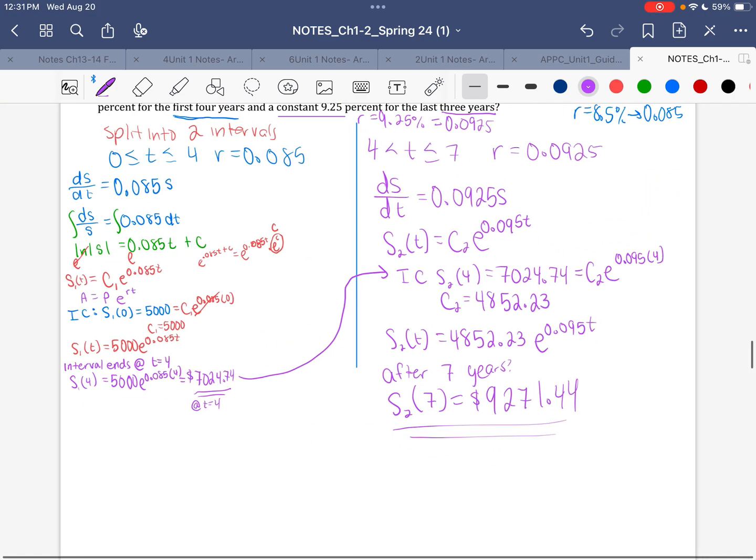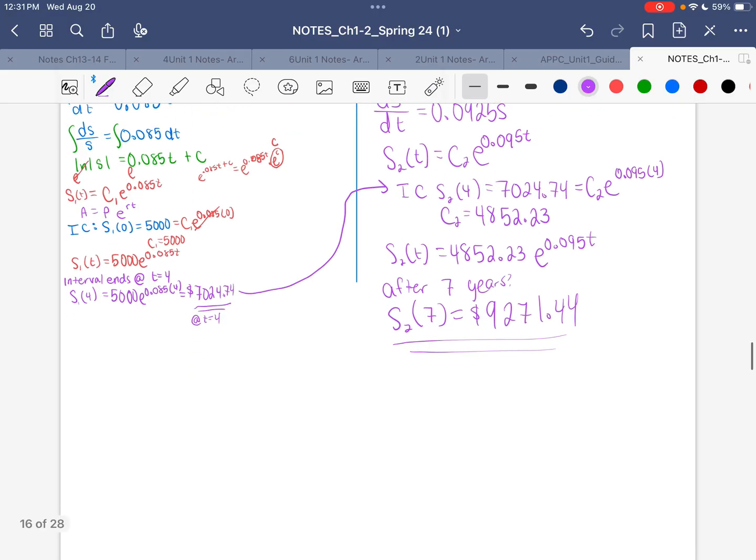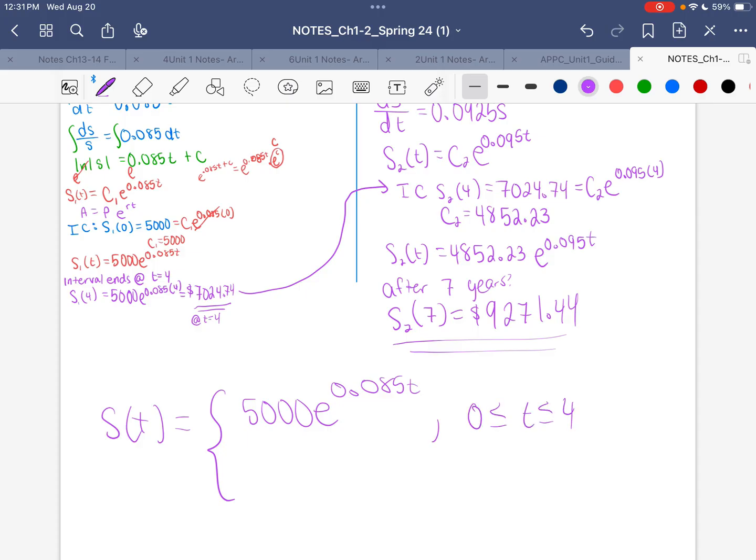If you want to be able to use this, not just for 7 years, but say this interest rate was applied beyond just 7 years, you would be allowed to set up a piecewise function. It would be appropriate to set up a piecewise function going from 5,000 e to the 0.085 t, t is between 0 and 4, and then 4,852.23 e to the 0.095 t, 4 to 7. That would be that piecewise function.